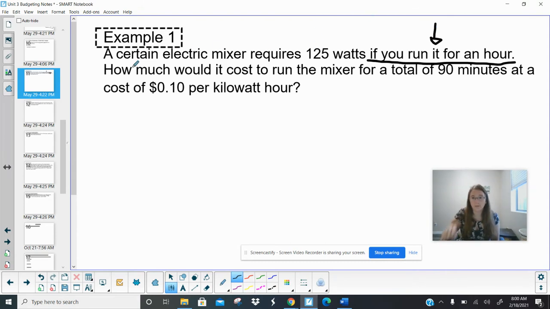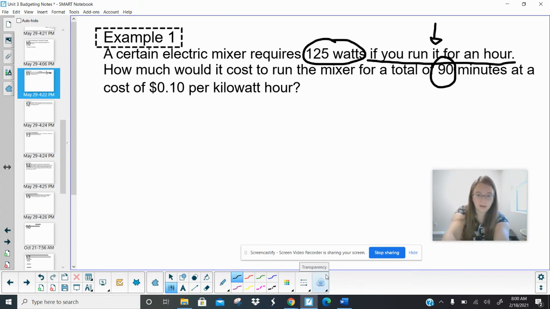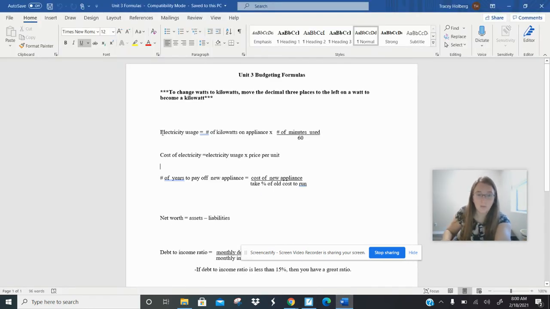Now, two problems here with figuring out how much we actually used. We're trying to find how much it would cost, but because we ran the mixer for 90 minutes, we're actually going to use more than 125 watts. Because again, it only uses 125 watts if you run it for an hour. And we ran it for 90 minutes. So the first formula you're going to use here is this top one. We need to figure out how much we actually used.